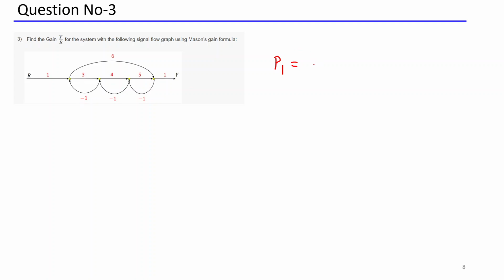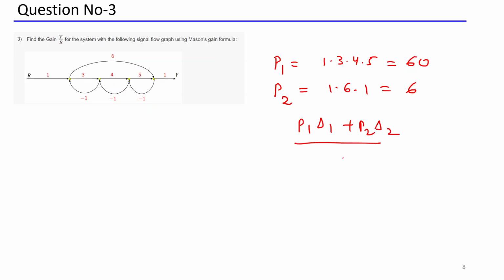The two forward paths. Tell me, sir, what is the gain of these two forward paths? Sir, P1 is 1345 and second is 161. 1, 3, 4, 5 is 4, 3, 12, 60. P2 is how much? 1 into 6, 1, so 161. It is 6. So you can write down directly the formula: P1 delta 1 plus P2 delta 2 divided by delta. If you know P1, P2, immediately you calculate what is delta.